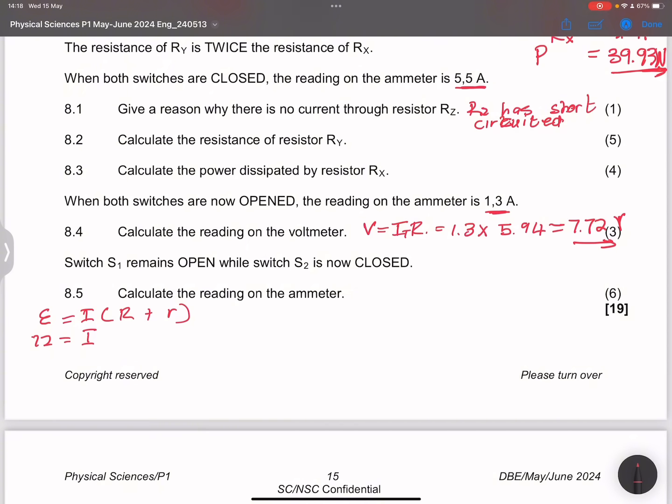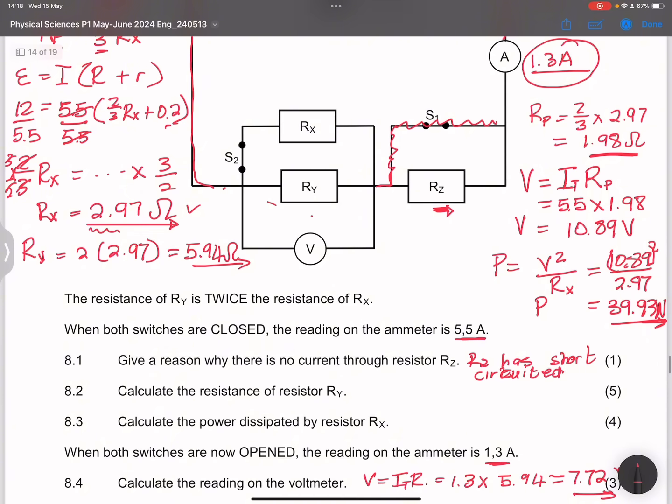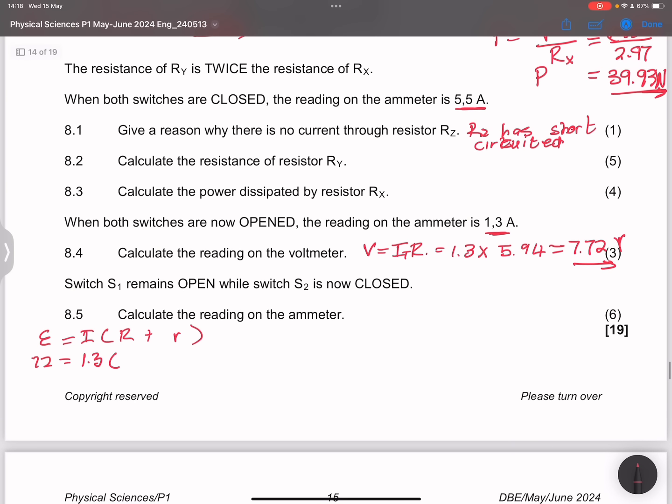In fact, let's actually take the previous scenario, where we knew the current value. Our current was 1.3, right? And our resistance was Ry as well as Rz, so it was a series combination. So I'm going to say R series plus our internal resistance, which is 0.2. So we can find out what R series is.